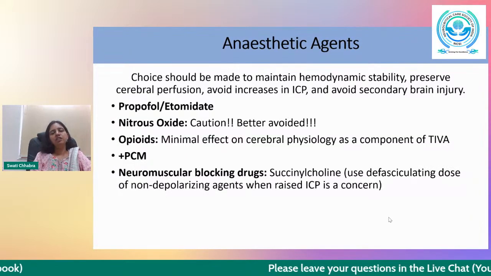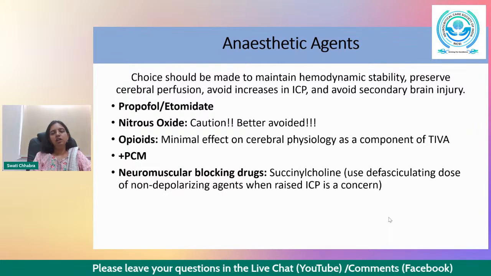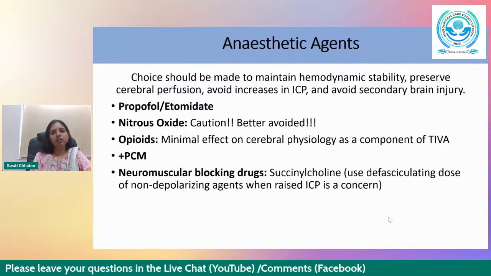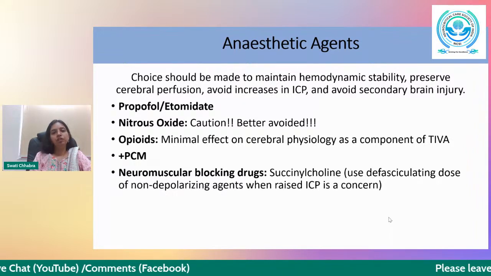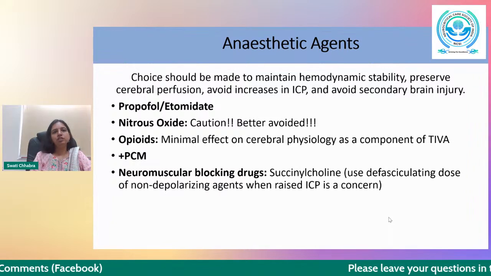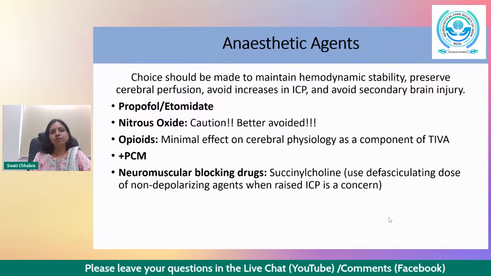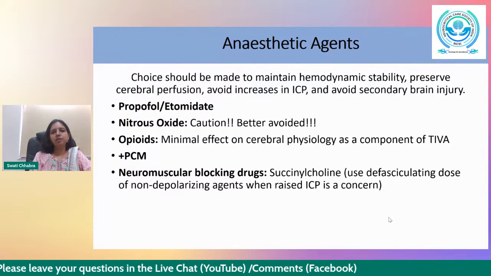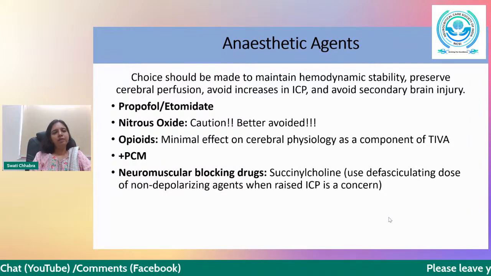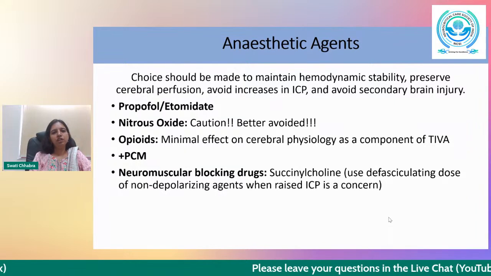Now the anesthetic agents, the technique usually doesn't make much of a difference in the patients, but it also depends on the degree of increase in ICP. So the choice is usually based on the need to maintain hemodynamic stability, preserve the cerebral perfusion, avoid increases in ICP, and to avoid and treat secondary brain injury. So, depending on the patient's hemodynamic status, we can either use propofol or etomidate for induction.